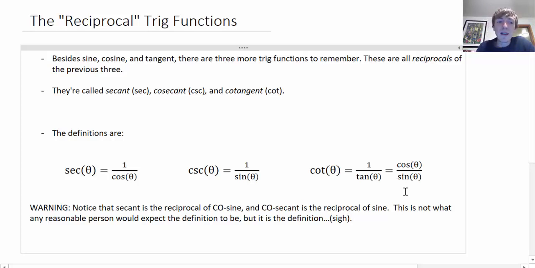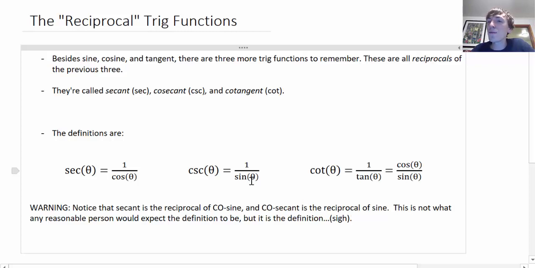Because I'm associating secant as the reciprocal of cosine, and cosecant is the reciprocal of sine. Okay, that seems obviously backwards. It seems like I made a mistake, but I did not make a mistake. That is how secant and cosecant are defined. At least cotangent makes sense, right? It's the reciprocal of tangent.